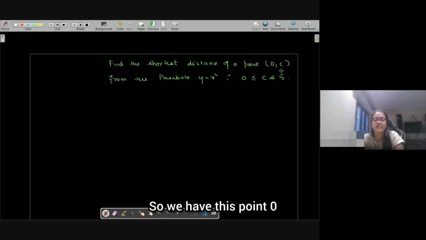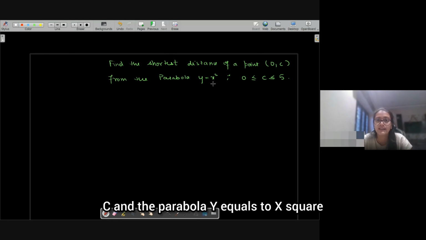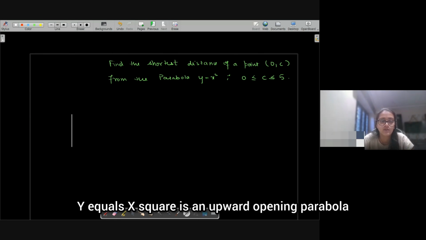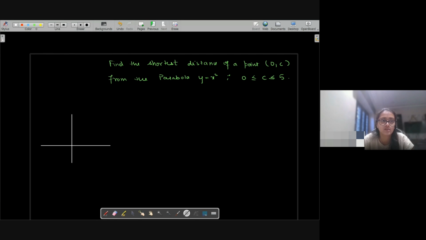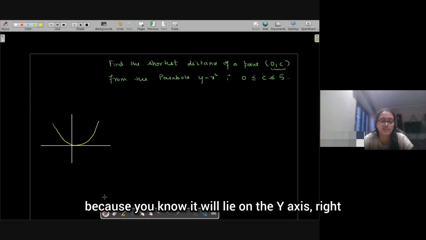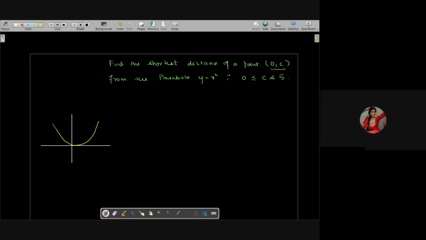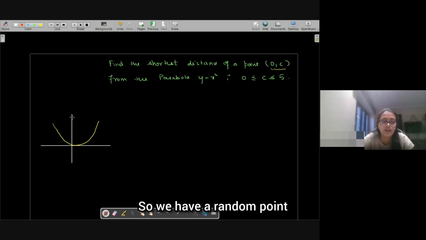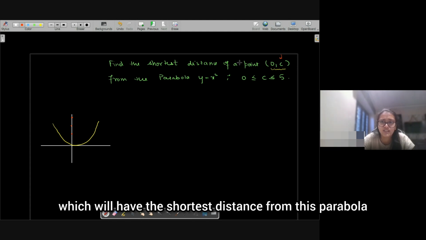So we have this point 0 comma C and the parabola y equals x square. y equals x square is an upward opening parabola. And a point 0 comma C is a very special point because it will lie on the y-axis, right? So we have a random point. It could be here, here, here, depending on the value of C. We need to find out that value of C.